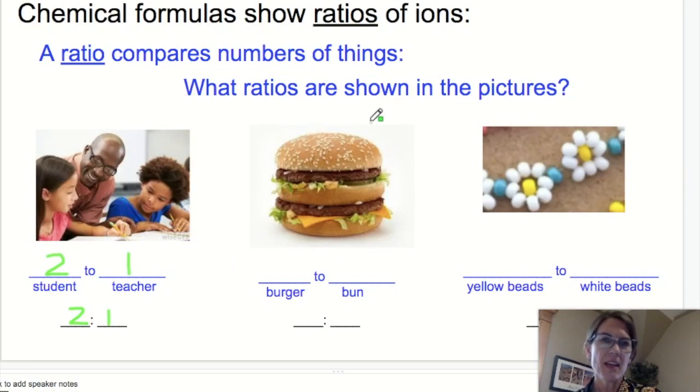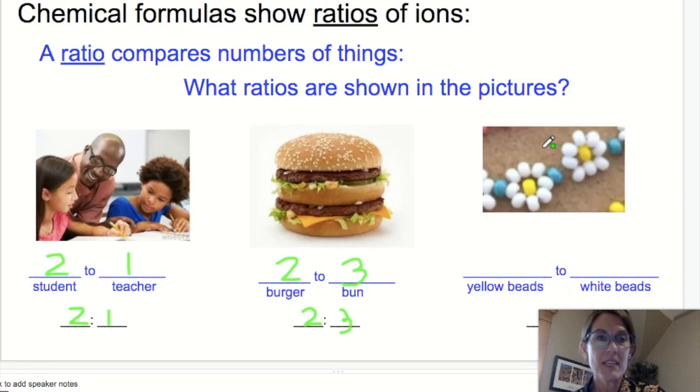In the Big Mac, we see burger to bun. Burger is the meat part, 1, 2, and the buns, 1, 2, 3. So there's two burgers to three buns. So that's a ratio of 2:3. You might have seen this kind of notation in math class before.